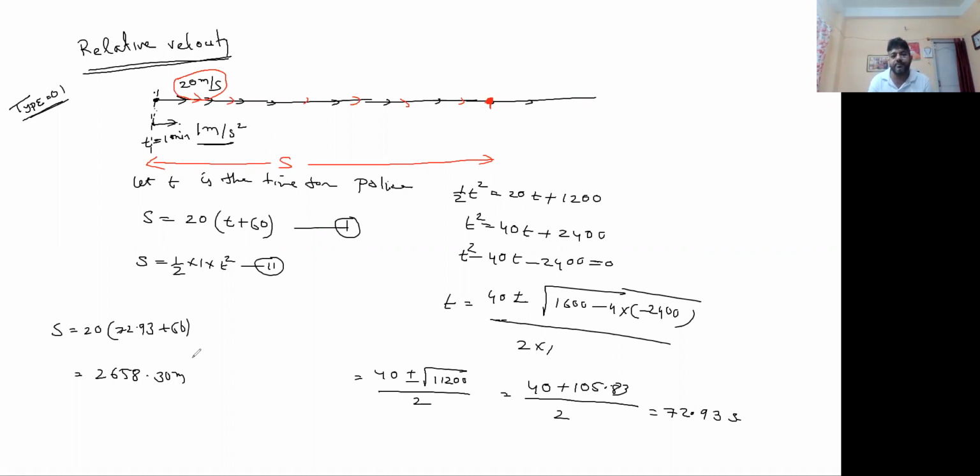Yes, and this next one, half into t square: the police are chasing the thief with a constant acceleration of 1 meter per second square. S is equal to ut plus half at square, with u equal to 0. Okay.